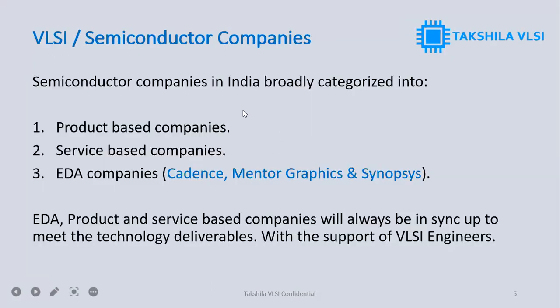Let's see the semiconductor industry. The types of semiconductor industry are: first, product based company, service based company, and EDA. So what is product based? Product based companies have their own design. They have their own setup for manufacturing products like processors, everything regarding the manufacturing unit. So they have their own design and the manufacturing unit.